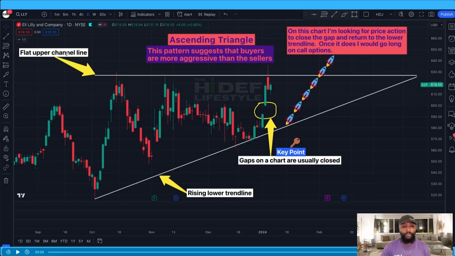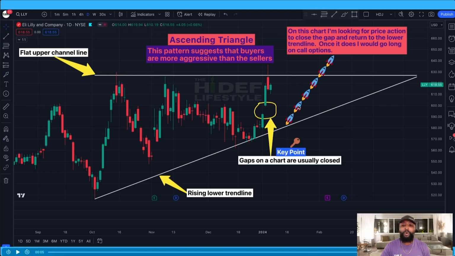And this is the flat upper channel line right here. So again, this suggests that buyers are more aggressive than sellers because you have higher lows. So this is a low, but this is a higher low. These are all higher lows right here, that when price action touches this trend line, you have higher lows. So that is what shows that the buyers are stronger.